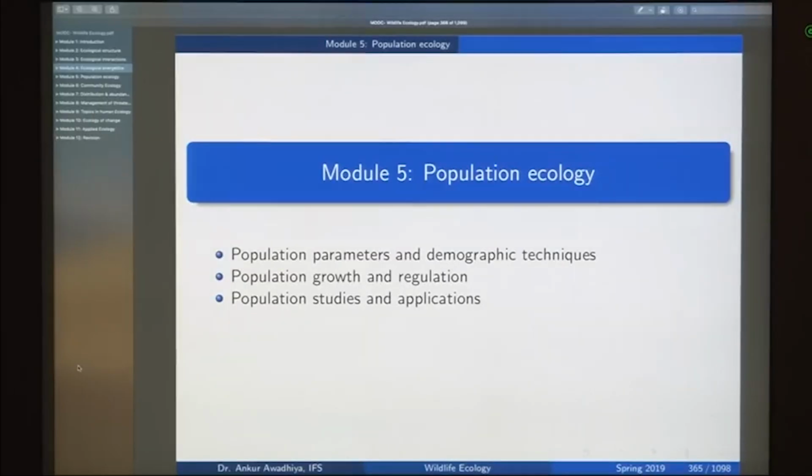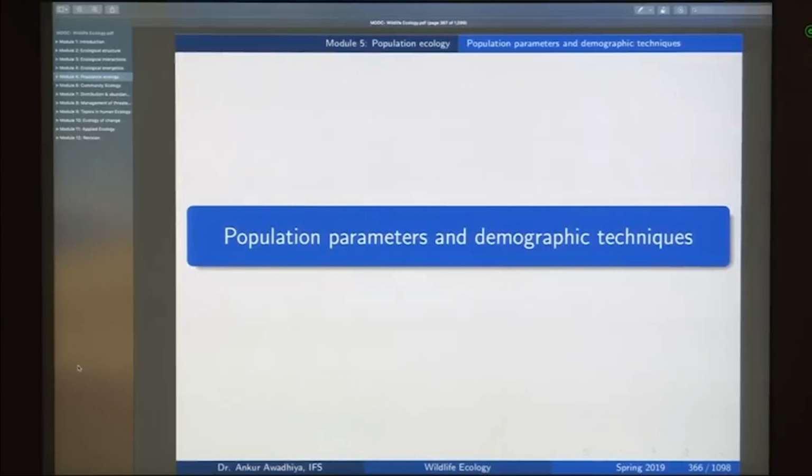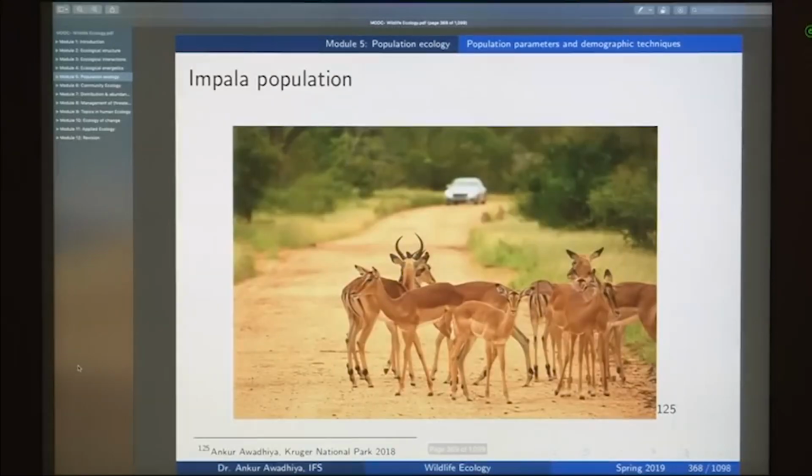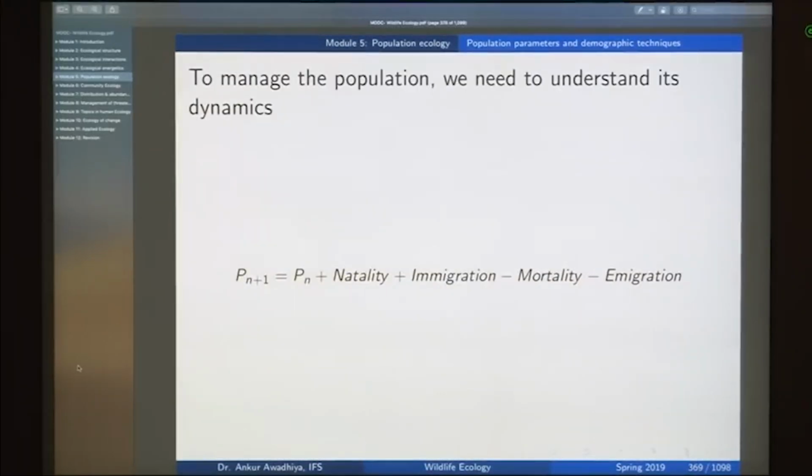Next, the fifth module was on population ecology. So, we began with population parameters and demographic techniques. Population is defined as all the organisms of the same group or species which live in a particular geographical area and have the capability of interbreeding, such as the impala population, cheetah population, and so on.